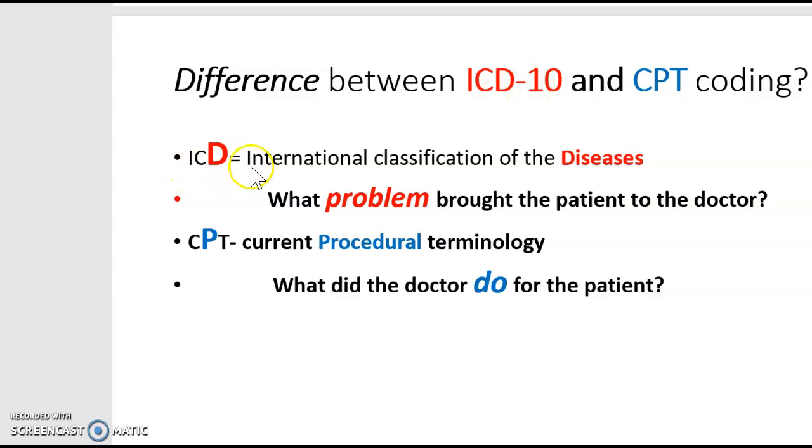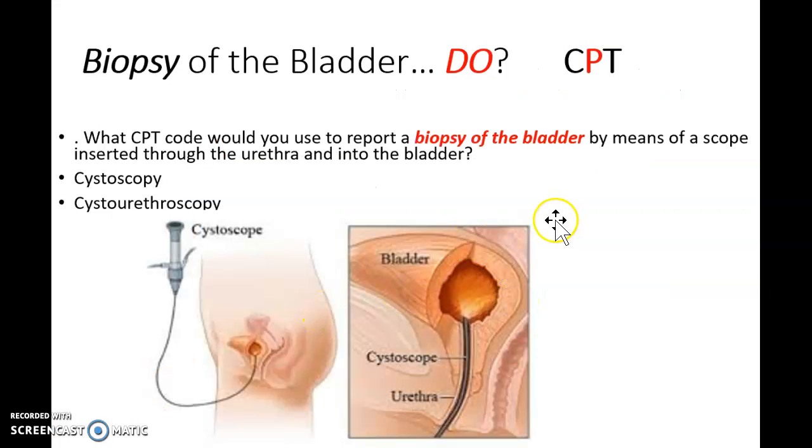Remember, ICD-10 means International Classification of the Diseases. So it is a problem that brings the patient to the doctor. So the problem is a disease or a diagnosis. And a CPT code is for the P, which is the procedural terminology, meaning what did the doctor do for the patient?